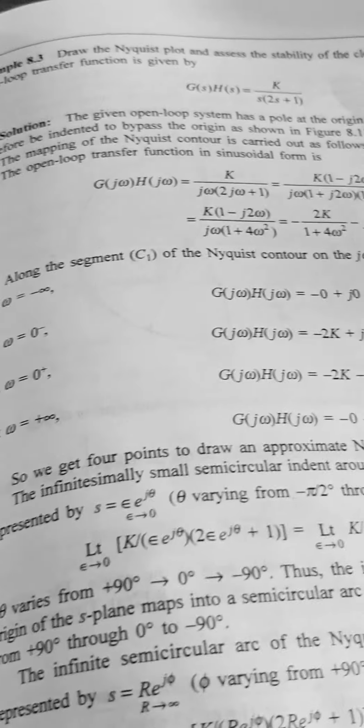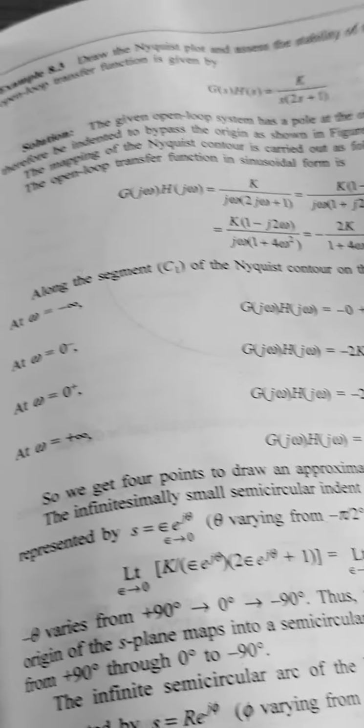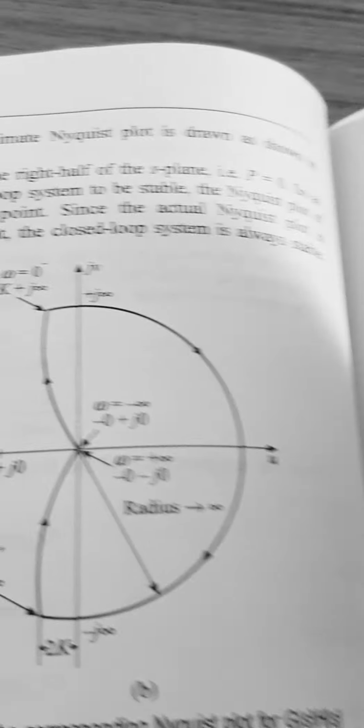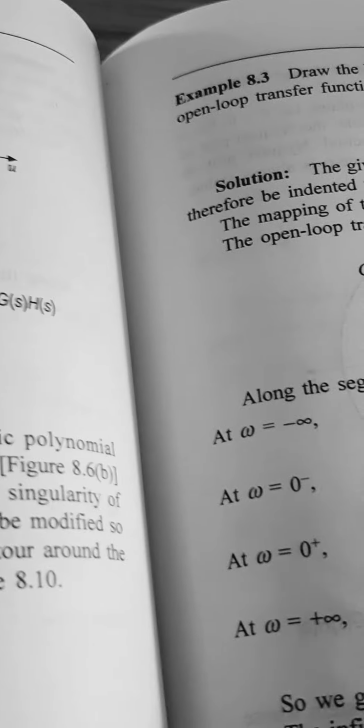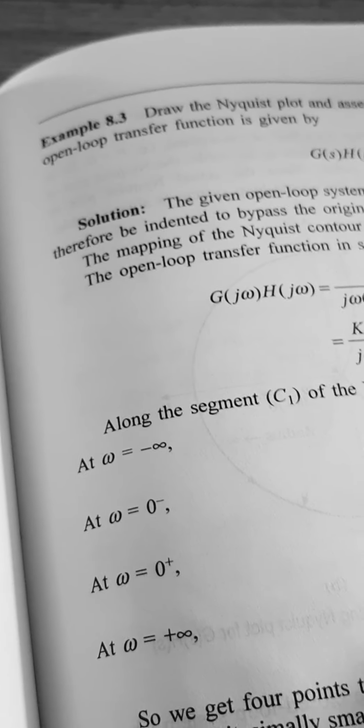So we get 4 points; now draw the approximate Nyquist plot. What you can do is start doing the approximate plot. When omega is equal to minus infinity, you are getting minus 0 plus j0.